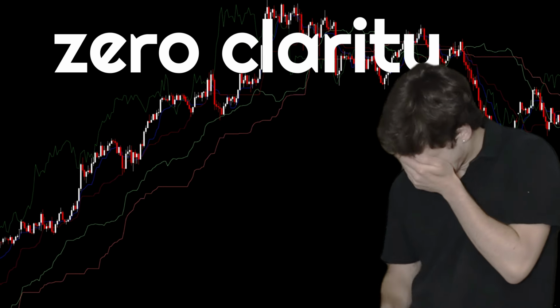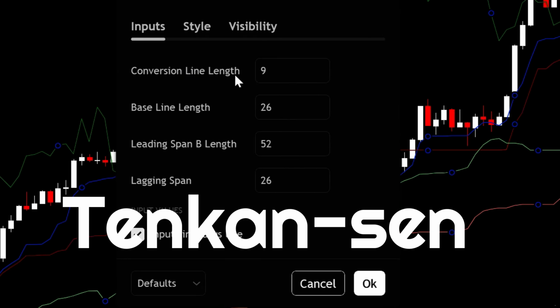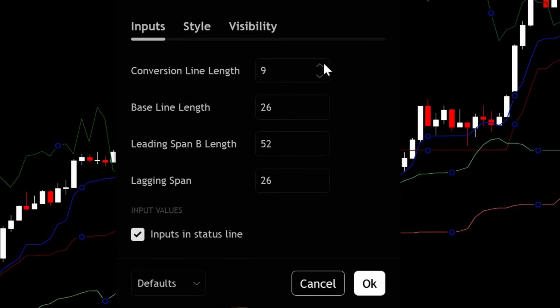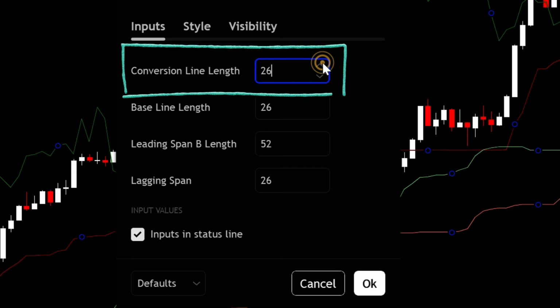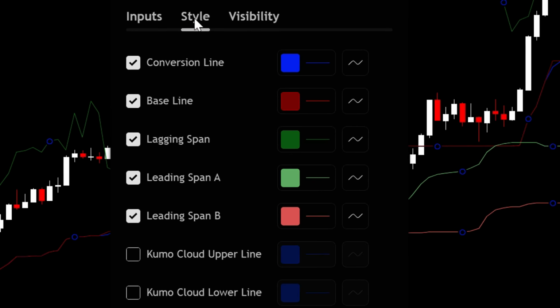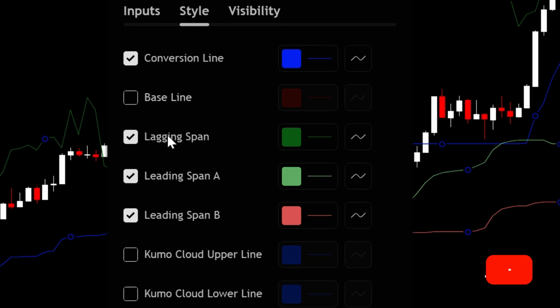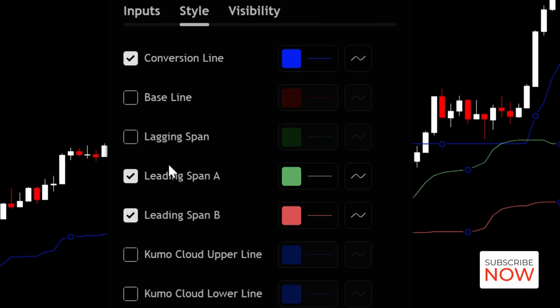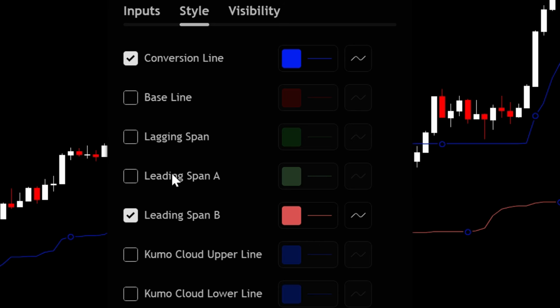So here's the key. The only part of the Ichimoku we need is the conversion line, also called the Tenkan-sen. Increase its length to 27. That smooths it out and makes it more reliable for observing real market phase. Turn off the baseline, lagging span, and span A and span B. We'll keep the cloud just to visualize direction.